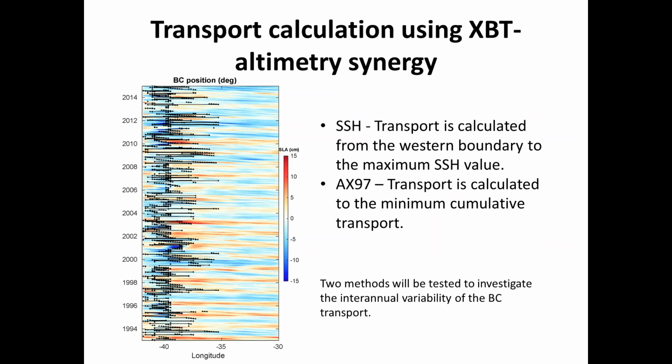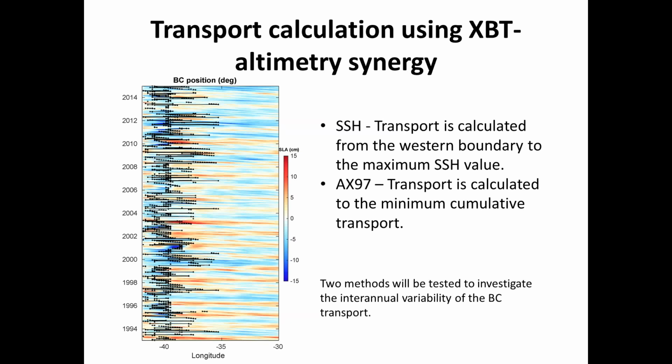But going back to 22 South. What we want to do: we have the altimetry time series along the AX97, between 45 and 30 west, and we want to estimate the transport of the Brazil Current.